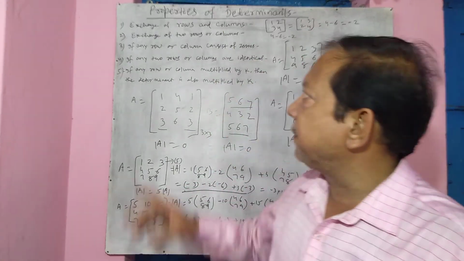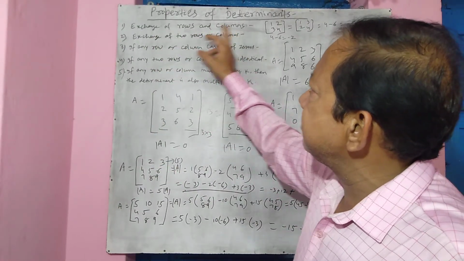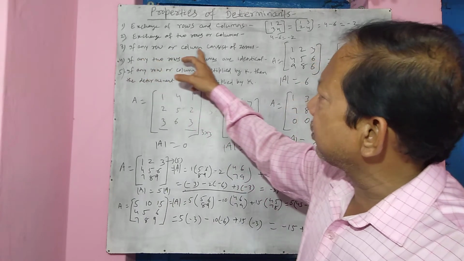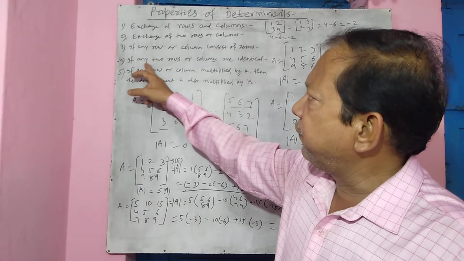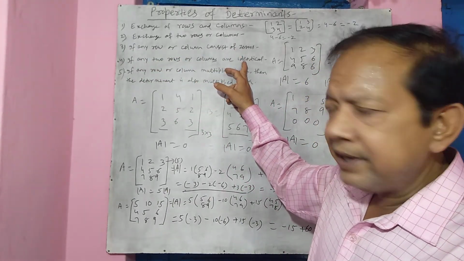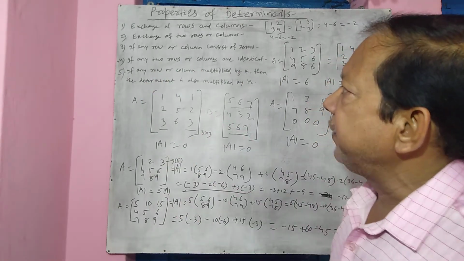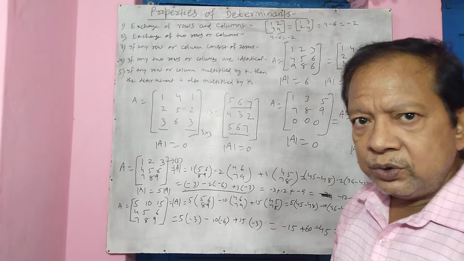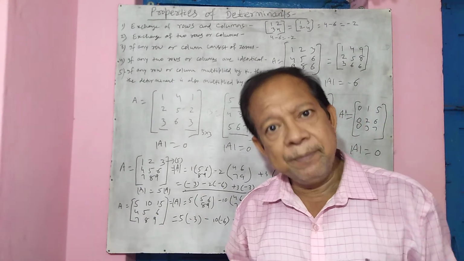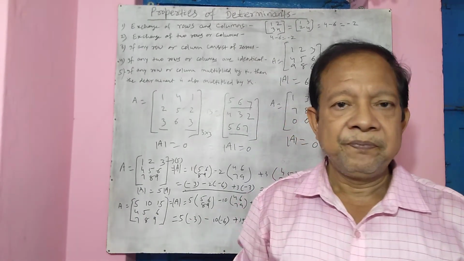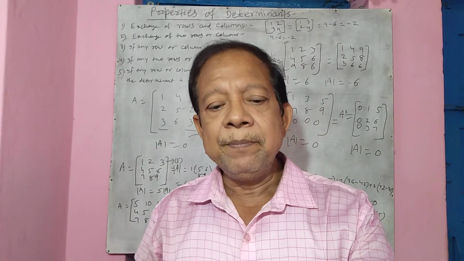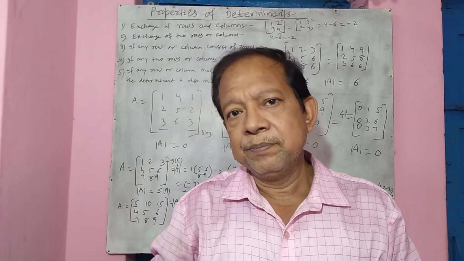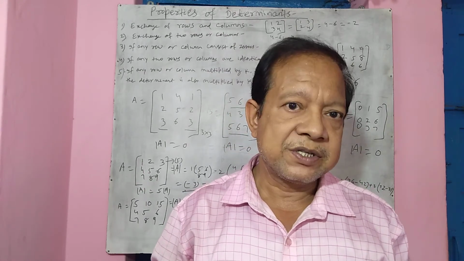So these are the 5 properties: exchange of rows and columns, exchange of 2 rows or columns, if any row or column consists of zeros, if any 2 rows or columns are identical, and lastly, if any row or column is multiplied by k, then the determinant will also be multiplied by the same constant. Okay, so next time we shall discuss another 3 or 4 properties that we have.